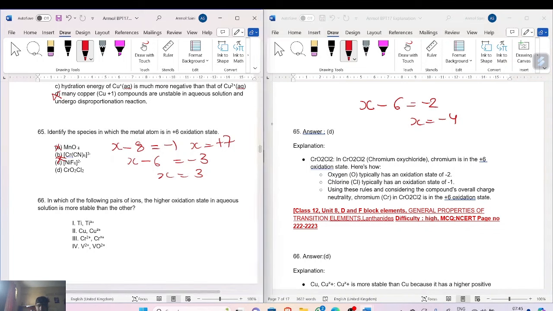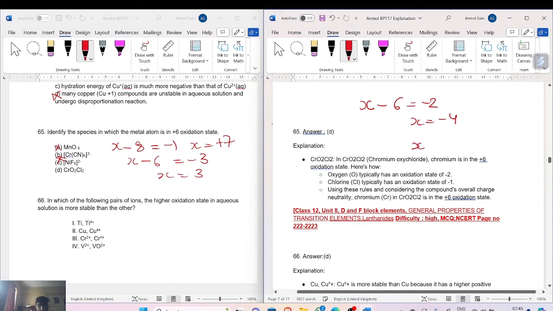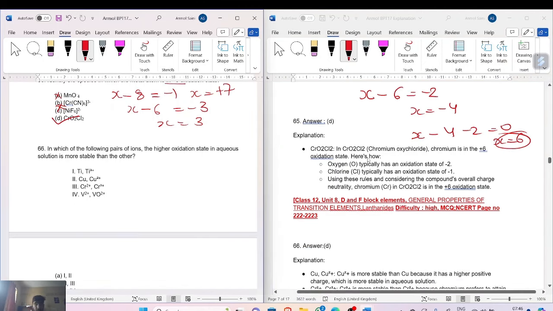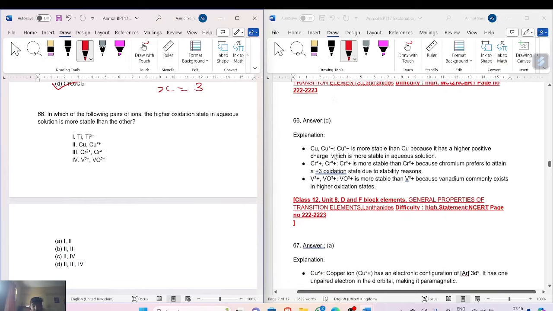So for D, we can take chromium as X. Then for each O, there will be 2 into 2 means 4, and for each Cl, -2, equals 0. So X here equals 6. So the correct option is D. Here the chromium atom is in +6 oxidation state. Okay, that comes to question number 66.